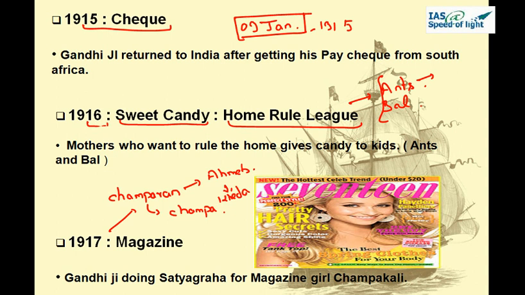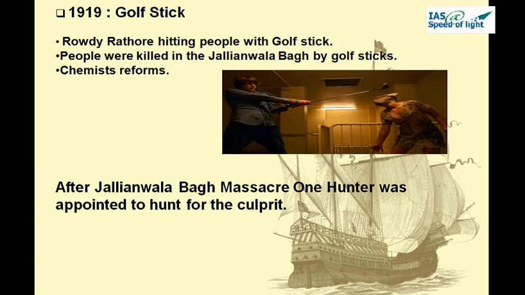Let's go to the next year and see 1919. 19, if you remember, our picture is of a golf stick. 19: 1, and then 9, if you make it like this, it looks like a golf stick. So our picture for 19 is a golf stick. So 1919 is golf stick.